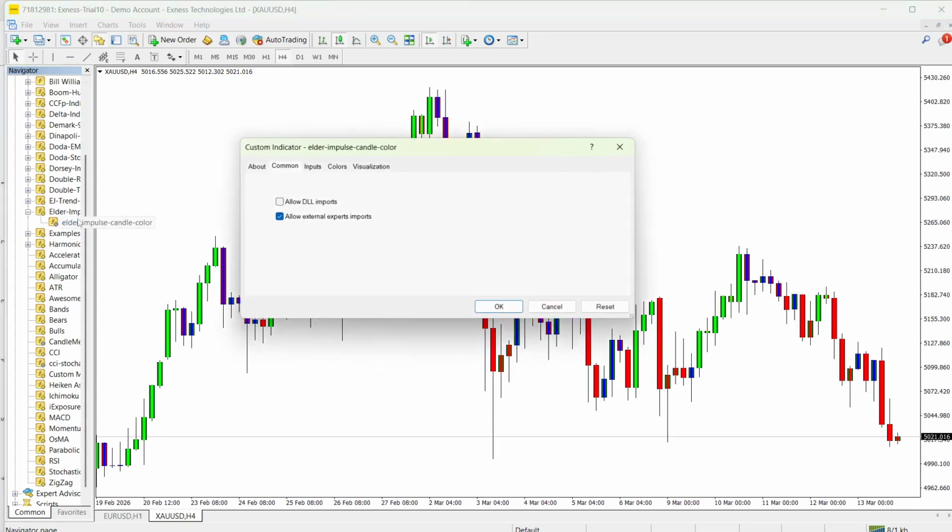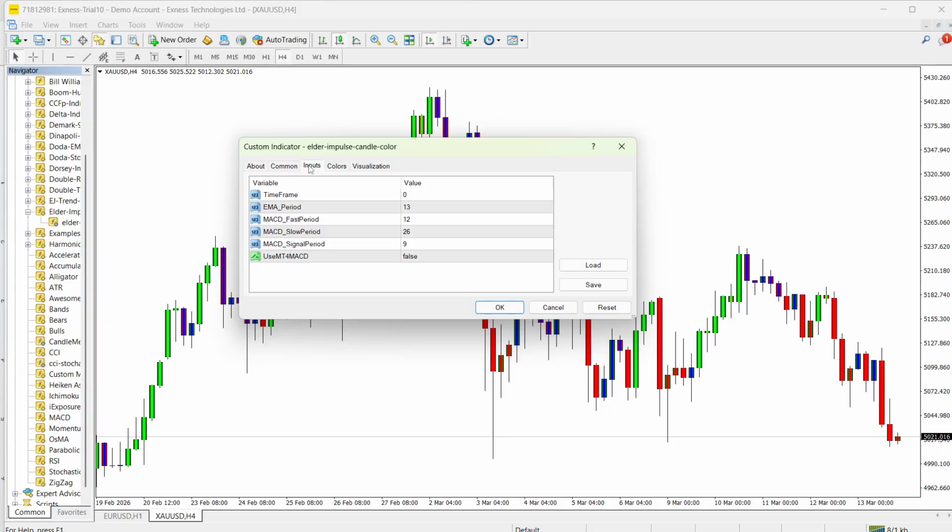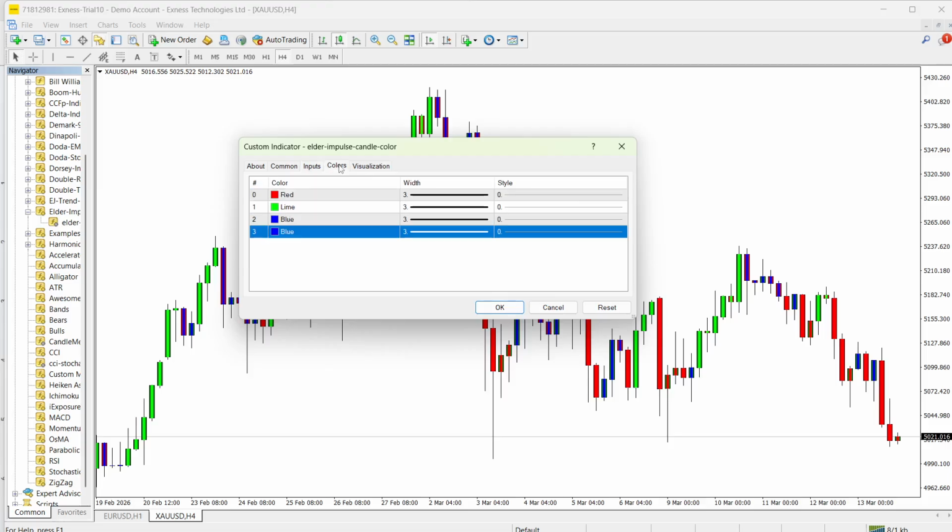For the indicator settings, the settings majorly include parameters for the underlying moving average period and the oscillator period used to measure momentum. These two components work together to determine the candle color. You can also find display options for customizing the specific colors used.